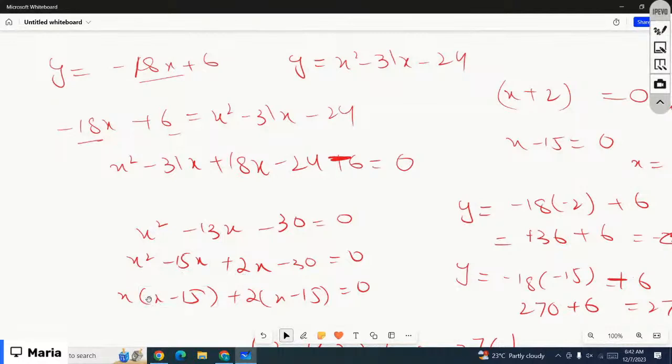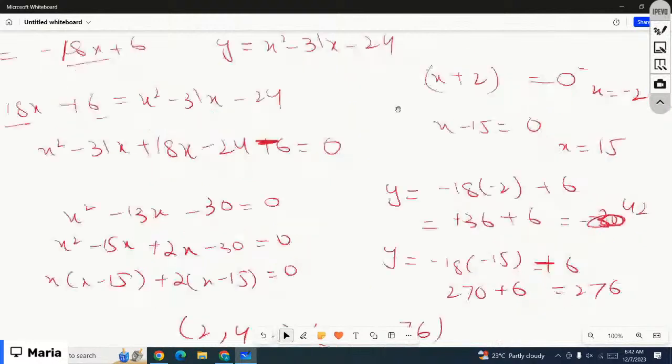So when I factored the equation, I have two values for x. They are x equals negative 2, here it is, and x equals 15. You have to find the value of y. You can put these values of x in any of the equations and evaluate the value of y, right? So the first equation is negative 18 times negative 2 plus 6 and negative 18 times 15 plus 6. So the pairs of values are negative 2 and 42, and the other pair is 15 and 276, right? So that's how you solve a pair of a linear equation and a quadratic equation. Got it?